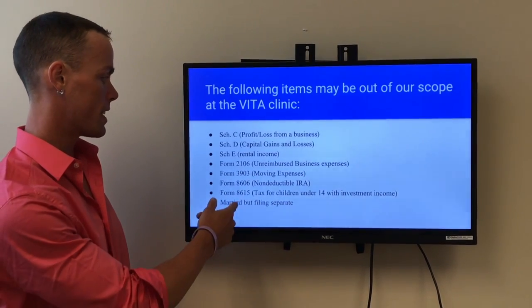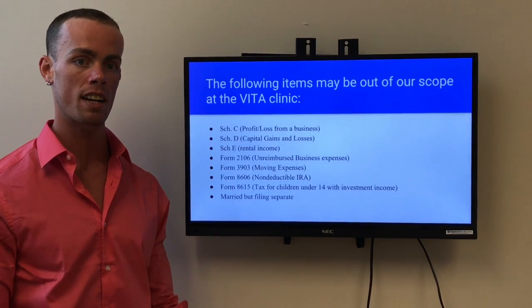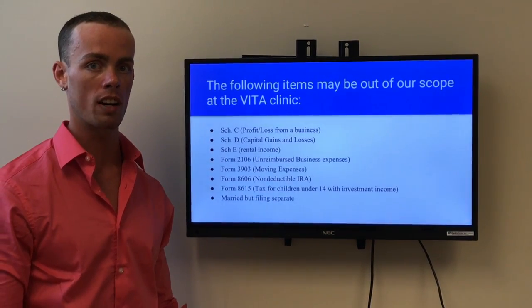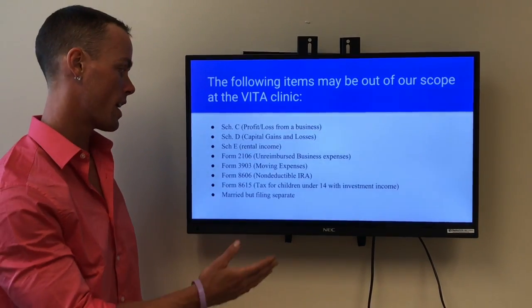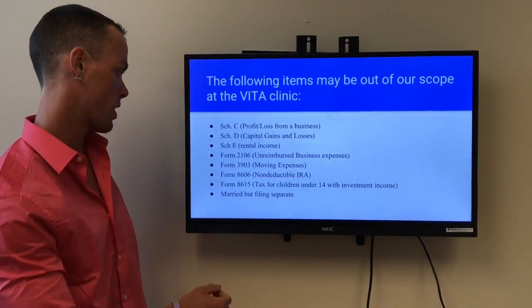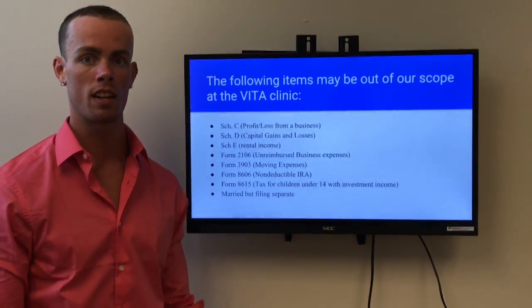Moving on, Form 8615, taxes for children under 14. So that's kiddie tax. That's essentially when the parent has investment income that they try to shelter through the kid. We cannot cover that as well. That's a pretty complicated subject. And then married but filing separate. That's one other thing that's out of scope with the VITA clinic.